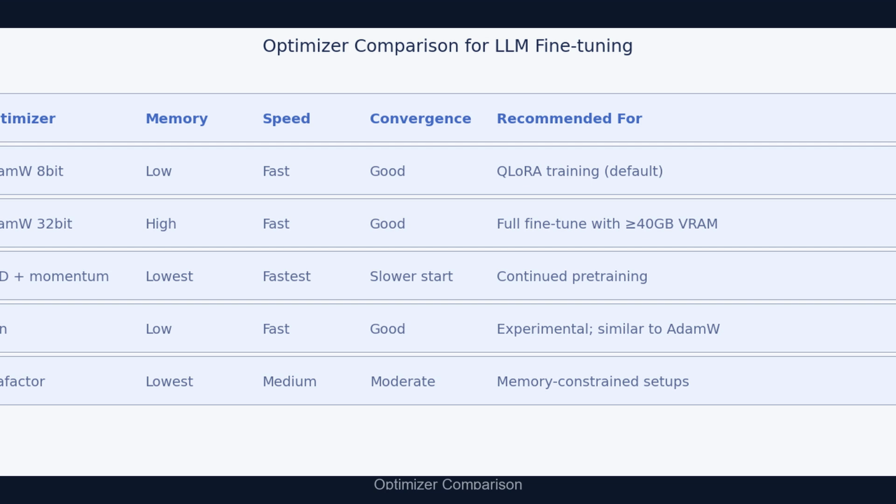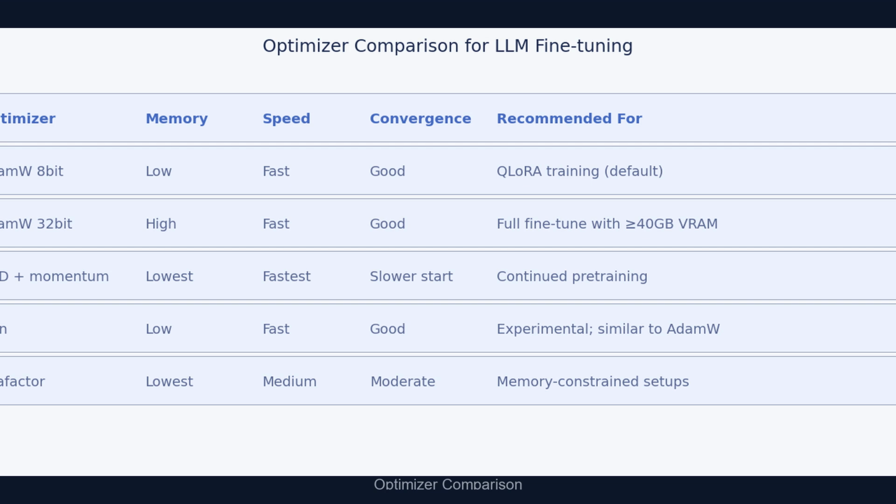Next, we have SGD with Momentum, which is the fastest in terms of speed, but might require a slower start in terms of convergence. This makes it a solid option for continued pre-training tasks. The Lion optimizer is low in memory and fast, and it's considered experimental, sharing similarities with AdamW, which could be interesting to explore. Finally, Adafactor uses the least amount of memory, but features a moderate speed and convergence, making it ideal for setups with strict memory limitations.